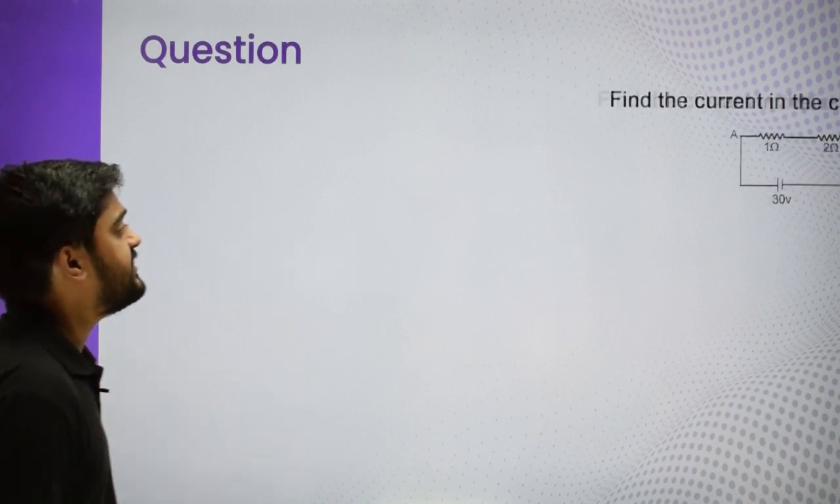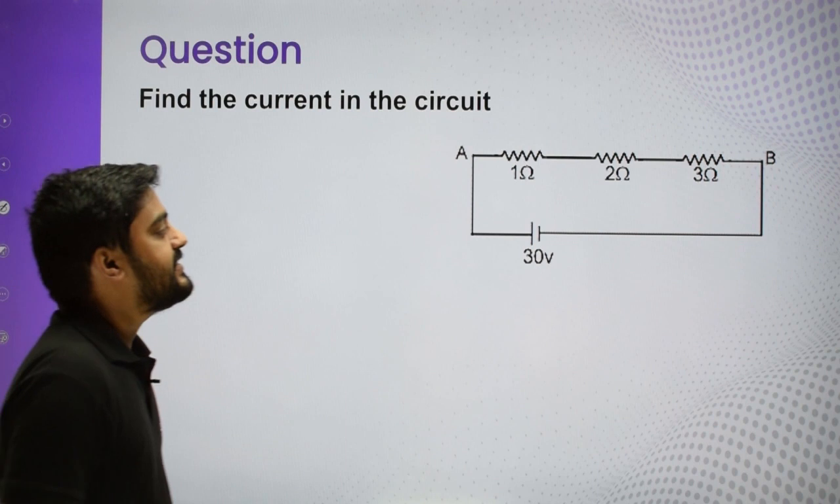Now let us do a question. This question says: find the current in the circuit.